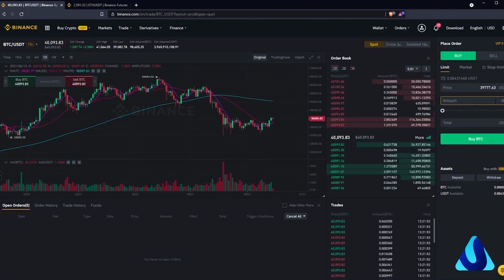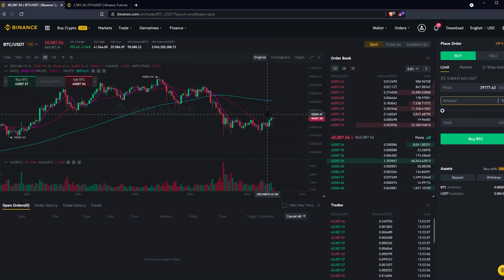And essentially it is as straightforward as the price of what it is, how much you want to buy, what the total is going to be, and then you can click buy. That Bitcoin will now go to your wallet and you'll see that in your spot wallet and it'll show the value of that in USDT. It's a very straightforward process with spot.